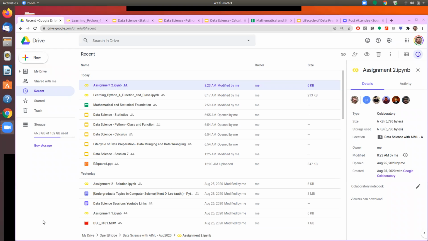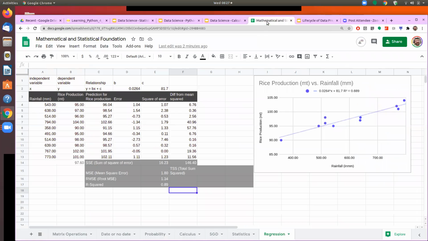Okay, so one question is how did we find out the value of B and C in Excel? Actually, what I have used here is Google Sheet, not Excel. There could be certain differences in the commands between Excel and Google Sheet, but Google Sheet is also freely available to you, so you can use that. I'll show you in Google Sheet, and I'll repeat that once again.